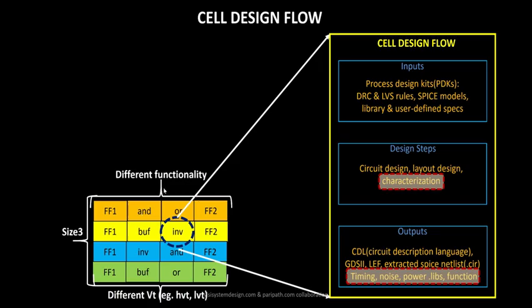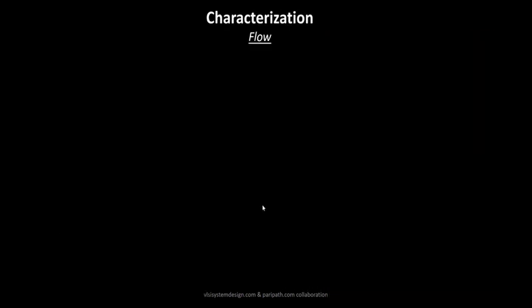So a typical cell design flow for an inverter has to go through all these complete steps. An inverter by definition looks very simple, it's a single input gate, but the steps involved in designing this inverter are humongous. Okay, so the next step is to look into the characterization flow. So we'll stop at this point and start looking into the characterization flow from the next video. Thank you.